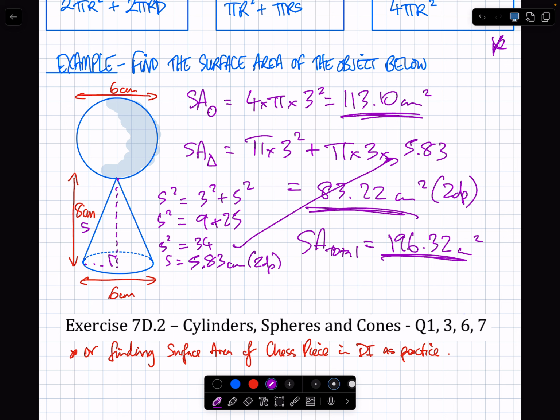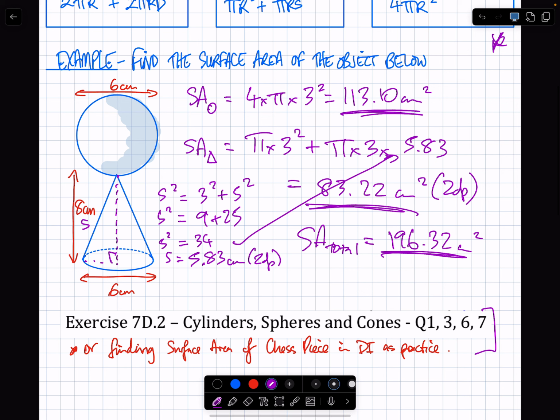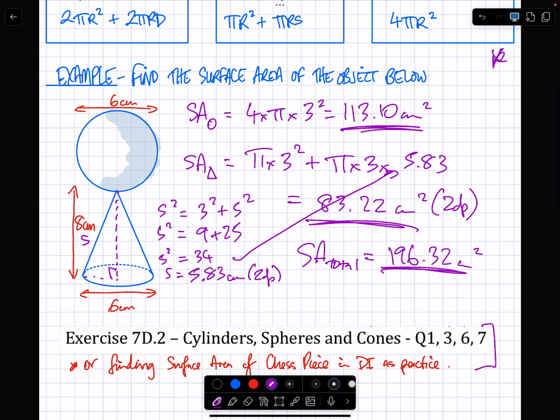So I'm going to finish today's lesson. 7D.2, if you want to do all the practice, 1, 3, 6, 7, but you've got that option of just doing the practice of finding the surface area of your chess piece, okay? I'll give you some time to get that down because I'll quickly teach volume units and then you'll have the rest of the lesson.